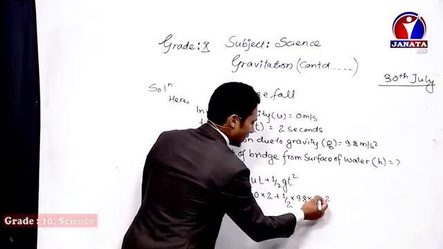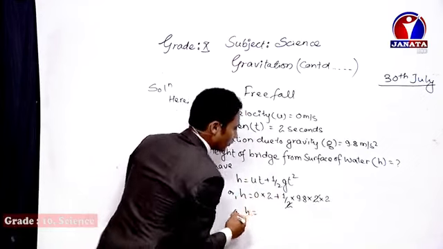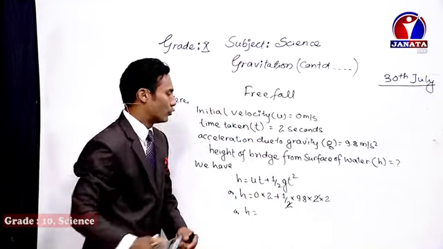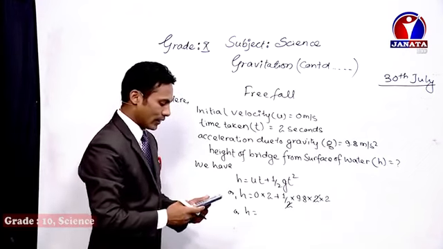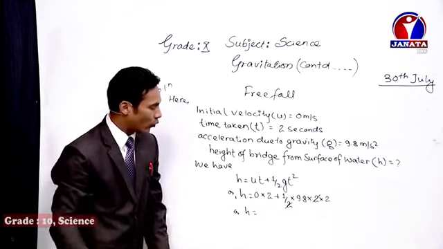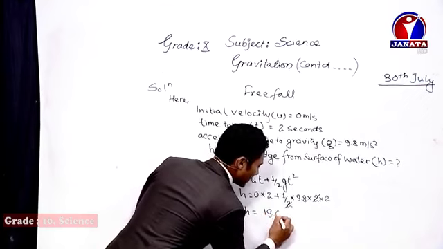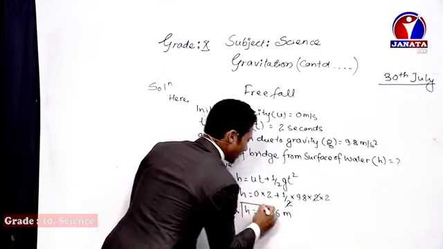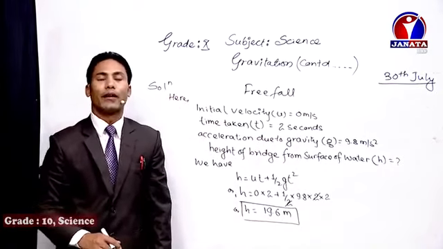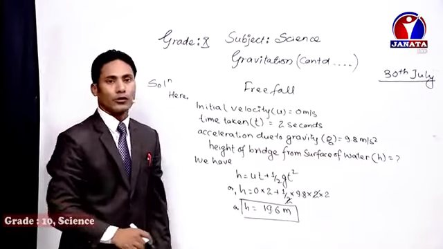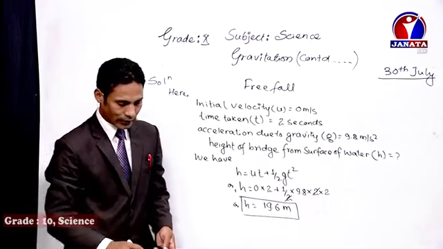So let's simplify this. This 0 into 2 is 0. So h equals to 9.8 into 2. So this one is 9.8 into 2. It gives 19.6 meter. It gives the 19.6 meter is the answer. So this height of the Mahakali River is 19.6 meter. So in this way, we can solve the numerical problem related to the free fall. Clear?